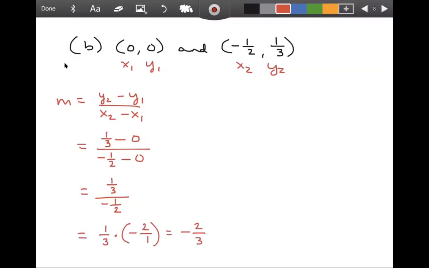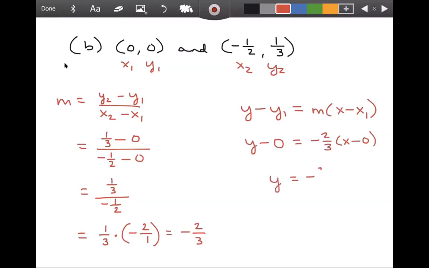All right. And at this point, the problem actually becomes quite easy because one of the points we're given is 0, 0. So once we put in 0, 0 for x1, y1, we're just left with y minus 0 equals negative 2/3 x minus 0, which is y equals negative 2/3 x.